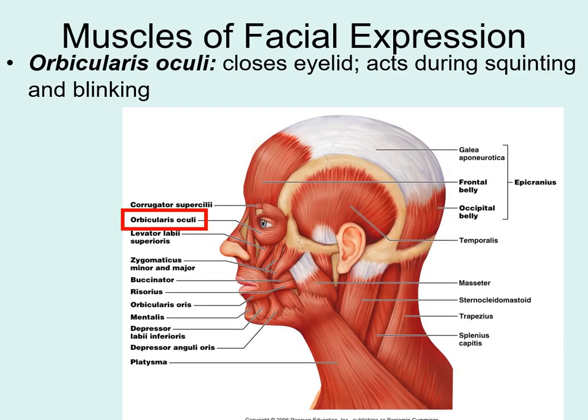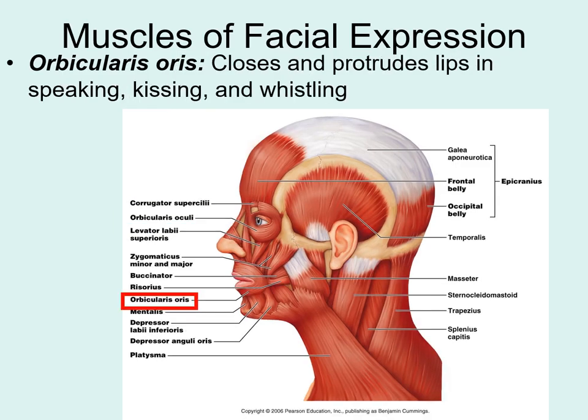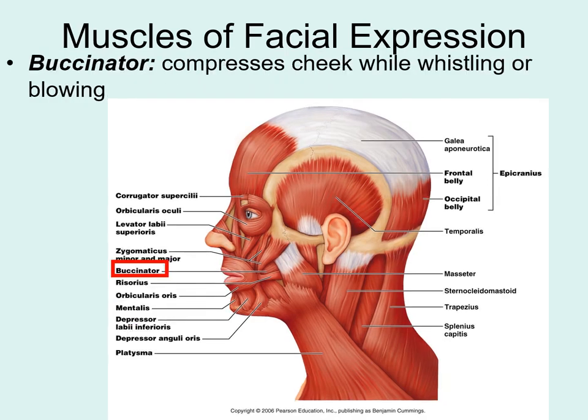Orbicularis oculi, this is going to close the eyelid. When you're squinting or when you're blinking, this will be the muscle involved. The orbicularis oris is that circular muscle that helps to close the mouth and protrudes the lips when you're speaking, whistling, or kissing. The buccinator is going to compress the cheek while you're blowing or whistling.